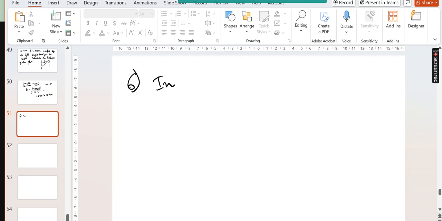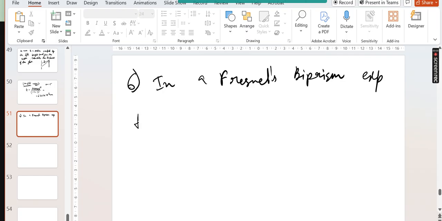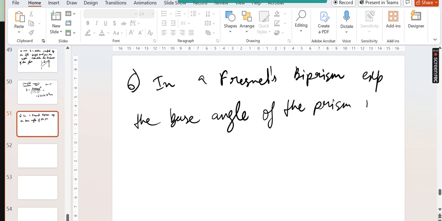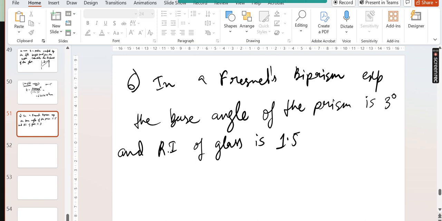Number 6. In a Fresnel's biprism experiment, the base angle of the prism is 3 degrees, and the refractive index of glass is 1.5.